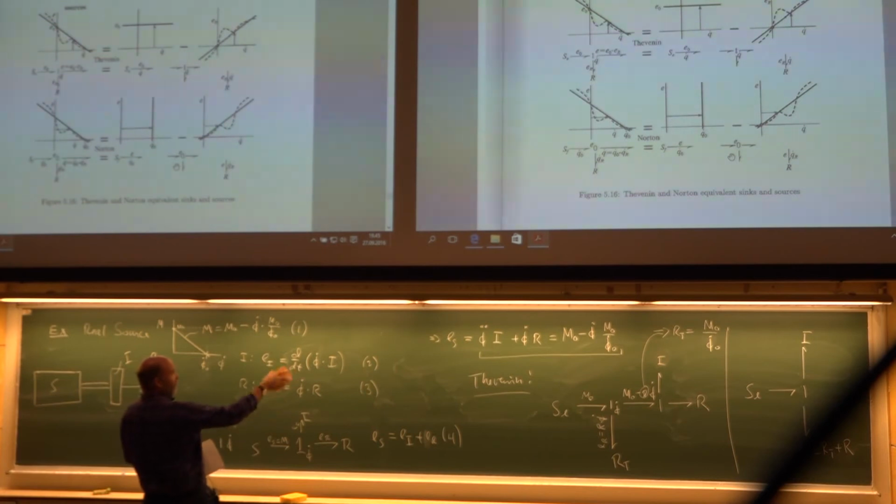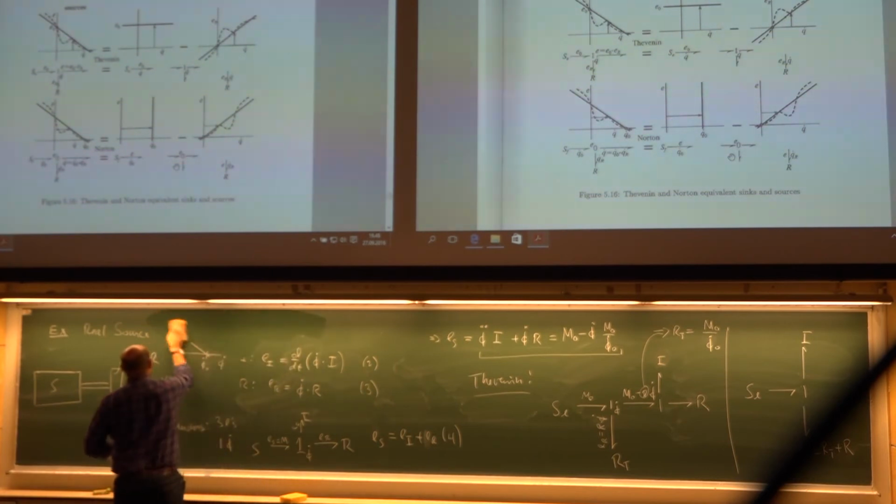Let's see, where are we? There we are. Can we move this one?